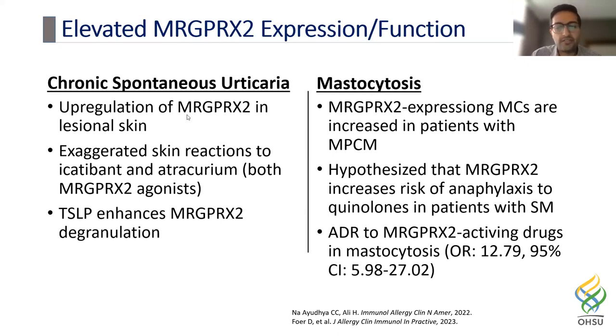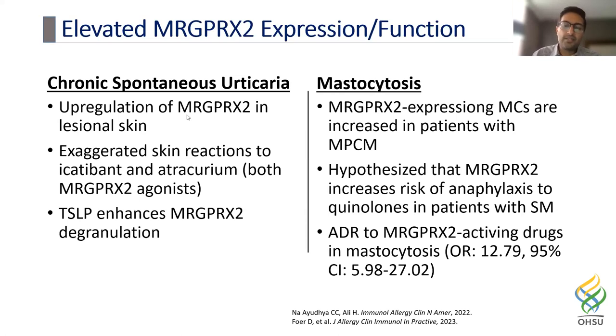And other studies have also shown an exaggerated skin reaction to icatibant and atracurium, just like I was describing. And TSLP enhances MRGPRX2 degranulation. So we would think that an anti-TSLP may be helpful in this situation. So, food for thought. In patients with mastocytosis, MRGPRX2 expression on mast cells is increased, which makes sense. And it's hypothesized that MRGPRX2 increases risk of anaphylaxis to quinolones in patients with systemic mastocytosis, with additional data really needed there.